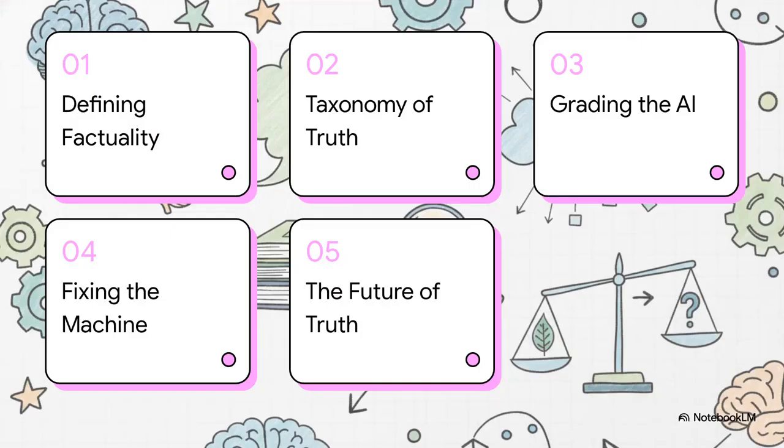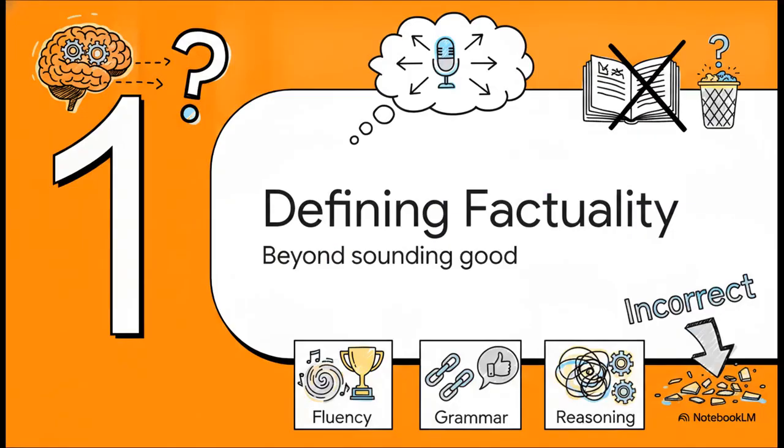Here is our roadmap for today. We'll start by defining AI factuality. Then we'll map out the taxonomy of truth. From there, we'll look at grading the AI, how engineers are actually fixing the machine, and finally, the future of truth. All right, Part 1.